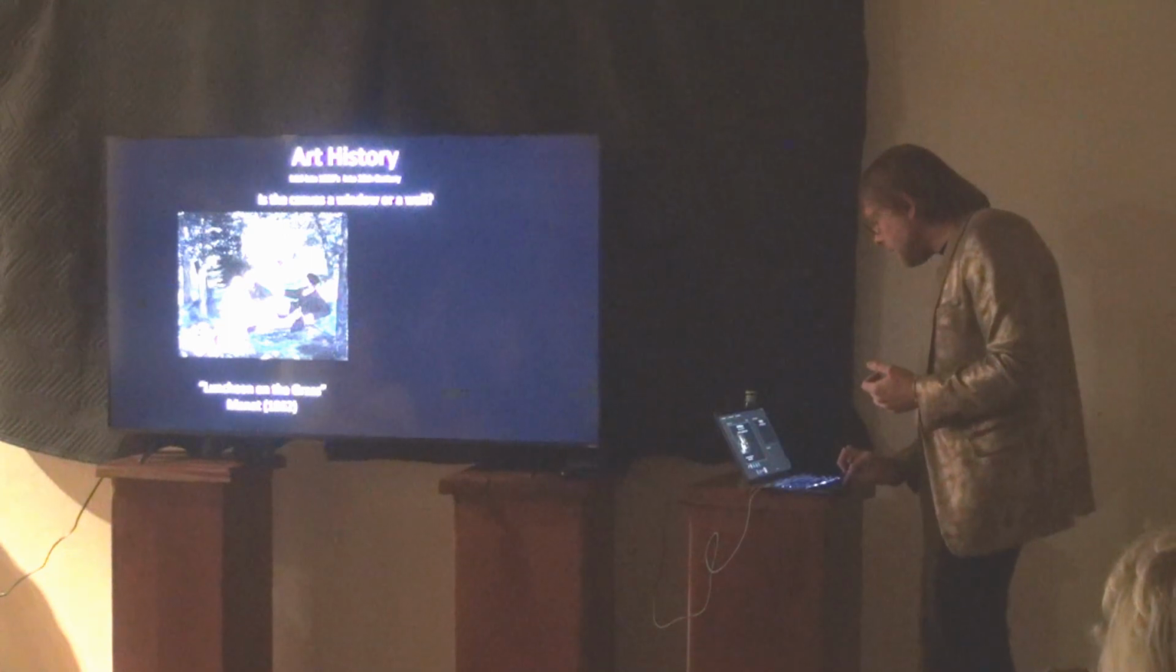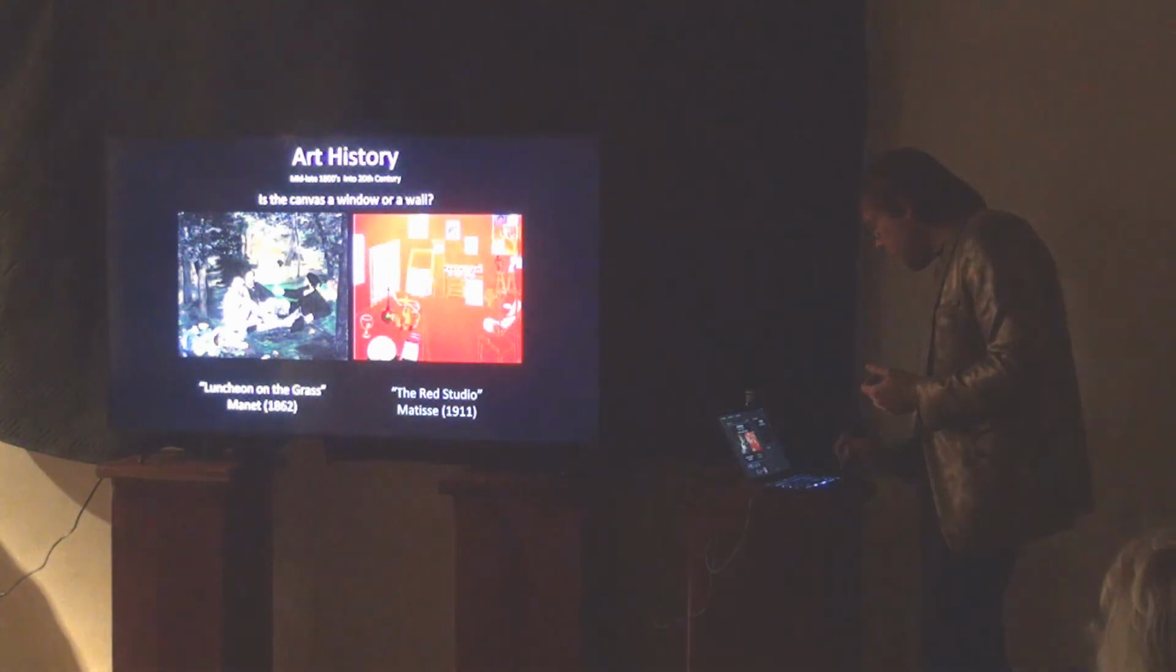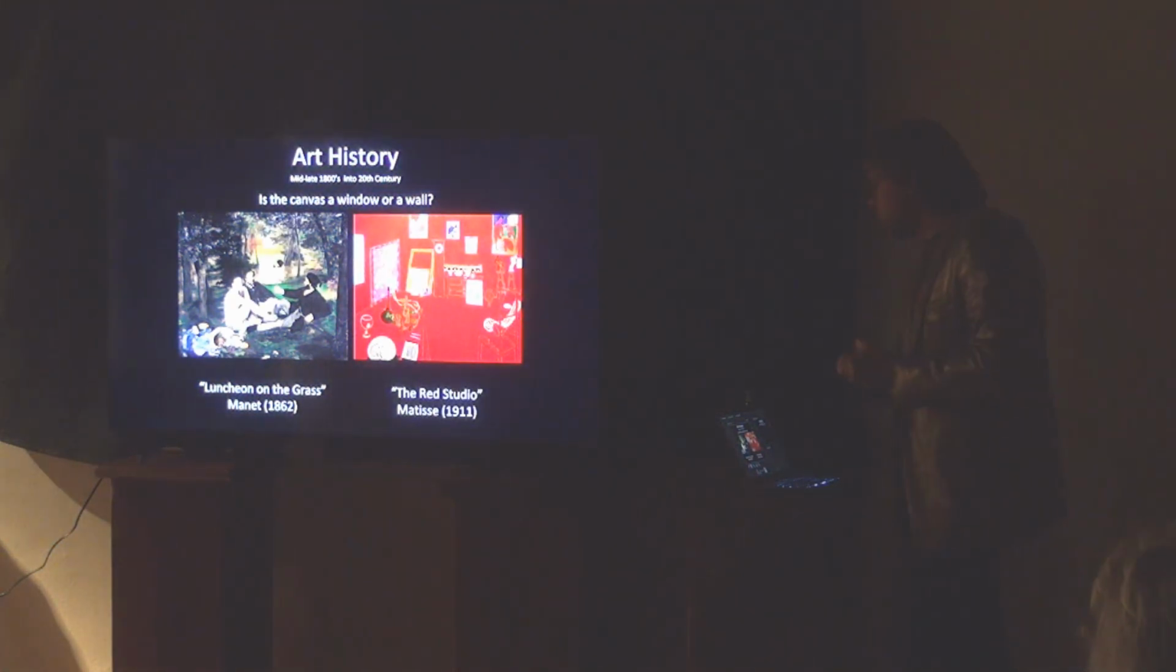And that's 1862, and by 1911 we have Matisse's The Red Studio, which is an interesting painting because we do have little lines that indicate a very rudimentary and crude sense of Renaissance perspective, but any sense of depth you might have is obliterated by the treatment of the entire painting in red.